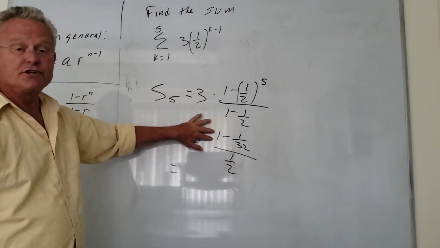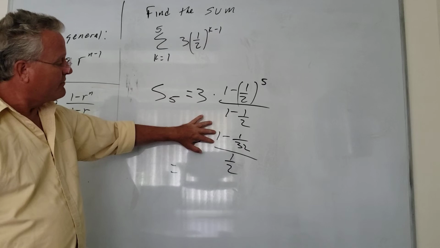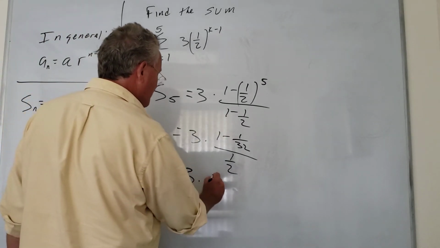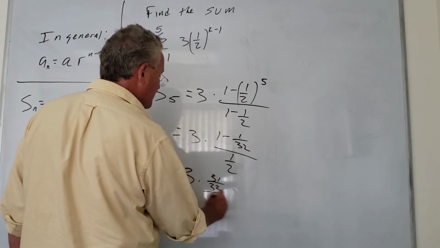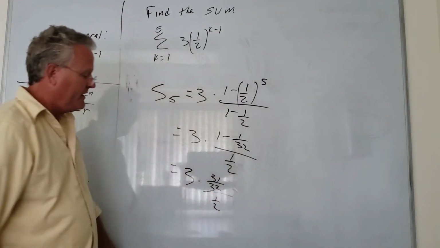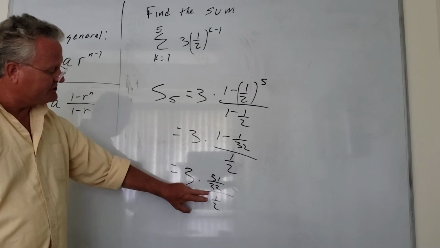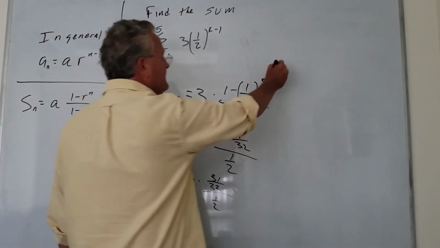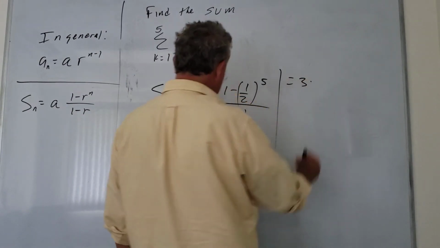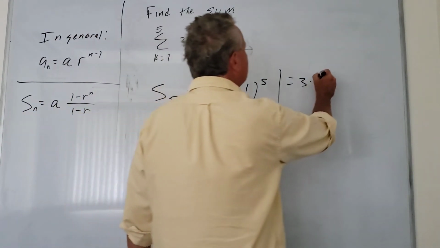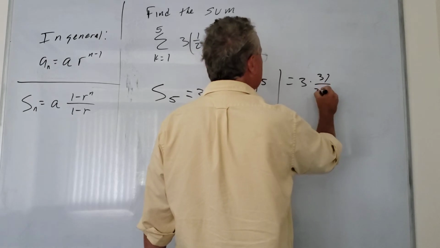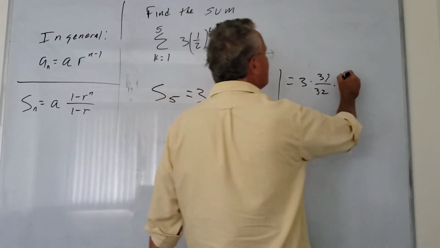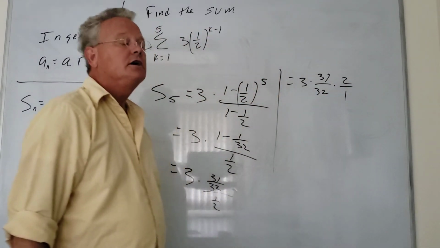Think of 1 as 32 over 32. 32 minus 1 is 31 over 32. So we get 31 over 32 divided by 1/2. Our rule for dividing fractions, this divided by this, we invert and multiply. So this is 3 times 31 over 32, and we invert and multiply by 2 over 1, and we get this.